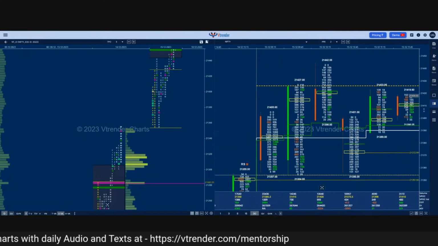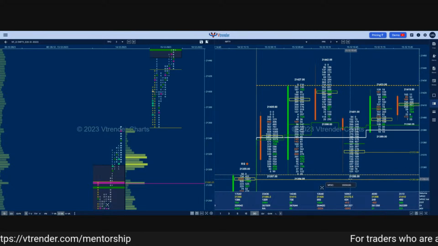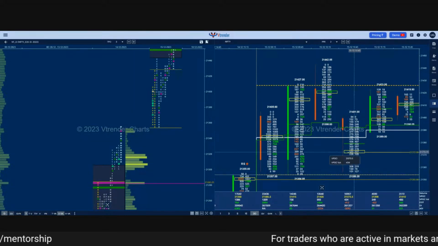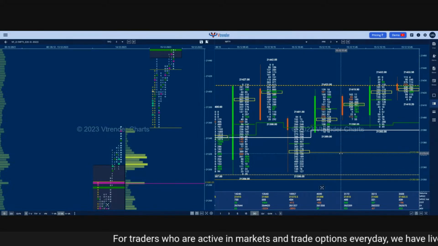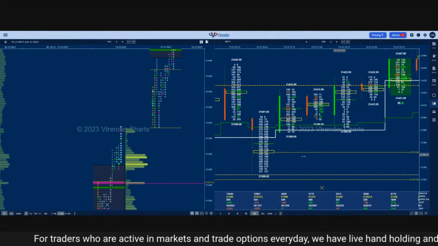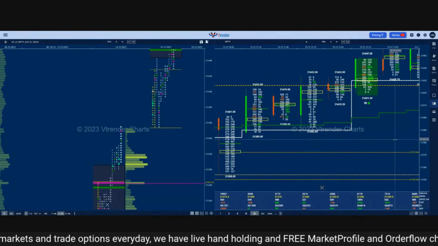So in fact, we made a typical C side extension, and then again we made a dip in the D, and once again it stalled right at that level. So here we got an RB, and still the path of least resistance was to the upside, and then we got this fresh IB signal at this level.